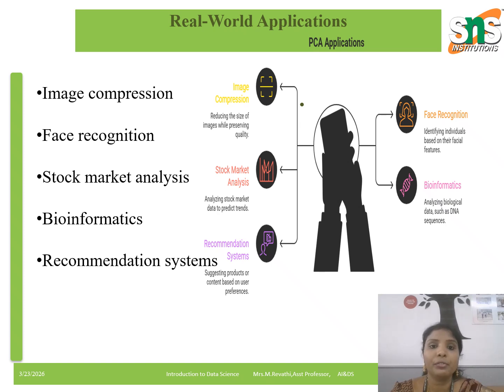Next, we see how PCA is used in real life. What are the real world applications? PCA is used in image compression, where it reduces the size of the image. It is used in face recognition systems. It is also used in stock market analysis to understand patterns. In bioinformatics, it helps in analyzing genetic data, and in recommendation systems like Netflix and Amazon, PCA helps in reducing complexity. So PCA is very useful in many real world applications.